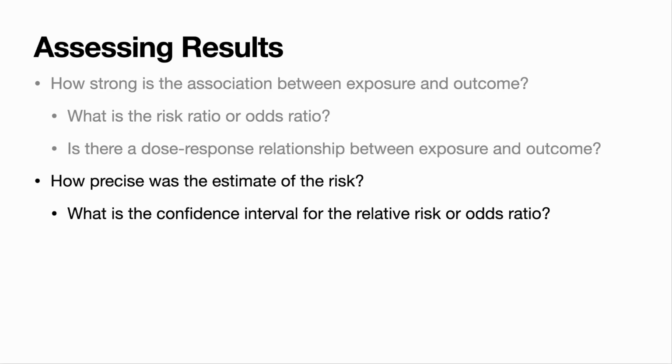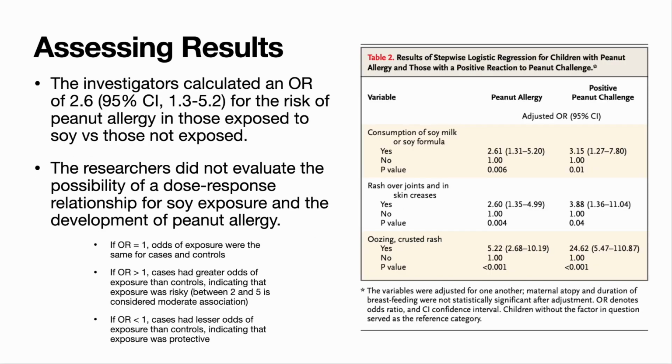The next question we want to ask when assessing results is, how precise was the estimate of risk? And we are just going to see what the confidence interval for the odds ratio is. We see our 95% confidence interval for our odds ratio ranges from 1.3 to 5.2.